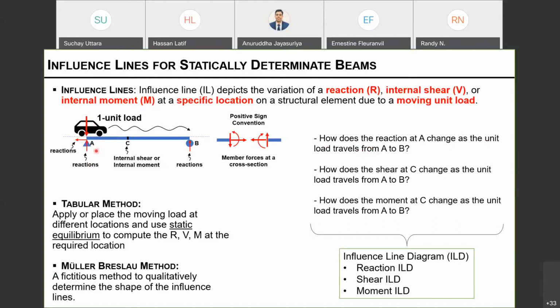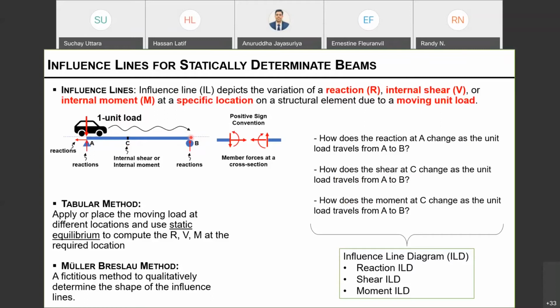So that is one concern that we have, because depending on where this load is located on top of this AB beam, your reactions are going to change, right? Because the reactions are load location dependent. Again, how does the shear at C, for example, where C is somewhere in the middle of the member, okay? This is called internal shear at this location, right? So how does the shear at C change as the unit load is moving from A to B?